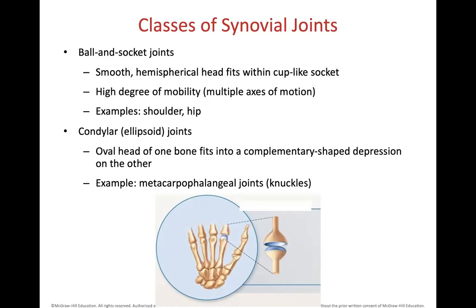A good example of these are the knuckles. So where your metacarpals meet up with your phalanges, hence the metacarpophalangeal joint. It's a really long name, but you can tell that it's the metacarpal plus the phalanges. So where those two meet, that's going to be a condylar joint.